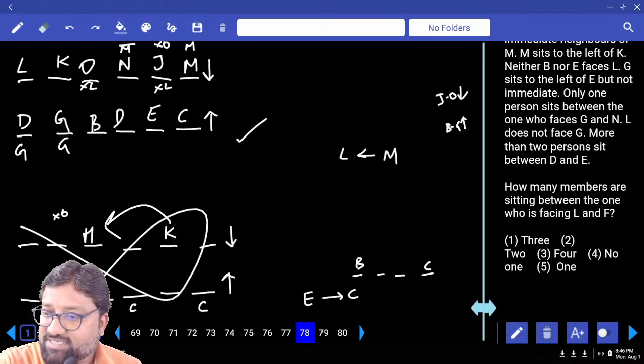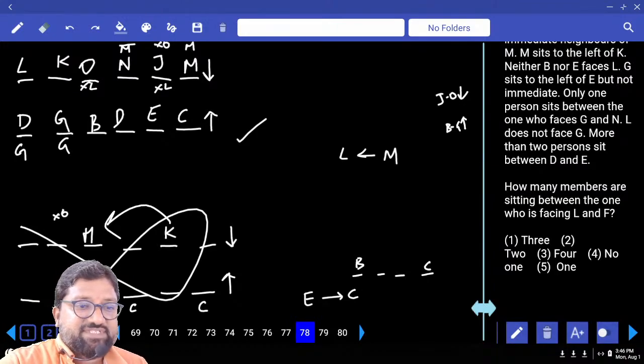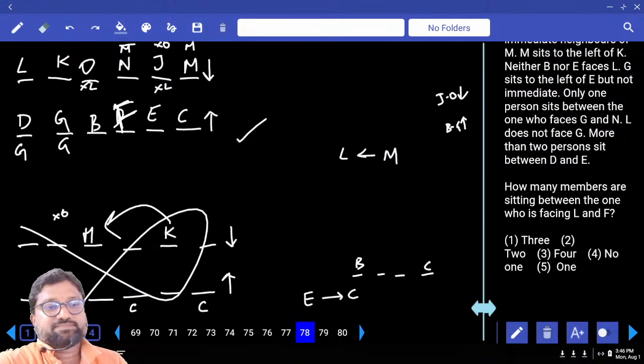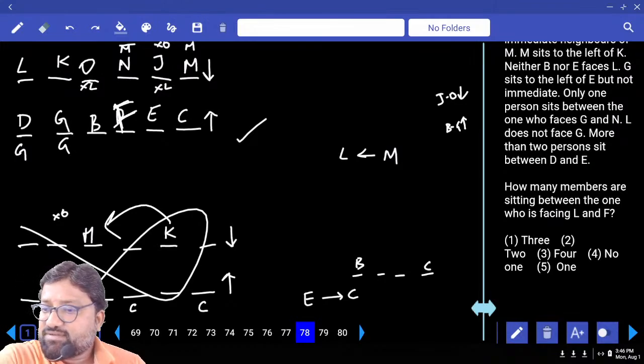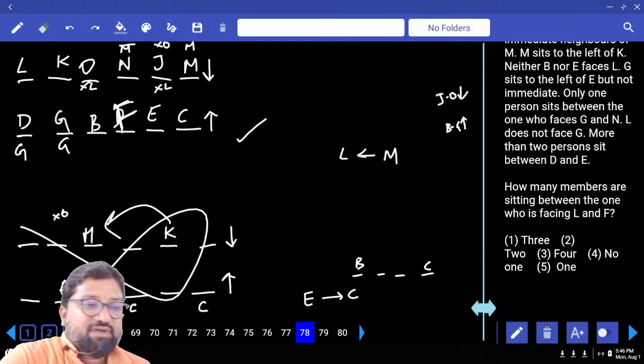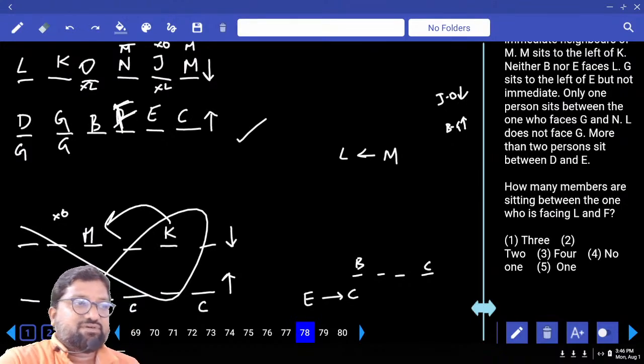How many persons are sitting between the one who is facing L and F? Who is facing L? D. Oh, sorry, it is F here. BCDEF should come. BCDEF. What is the question? How many persons are sitting between the one who is facing L and F? Who is facing L? D. Who is between D and F? Tell me.